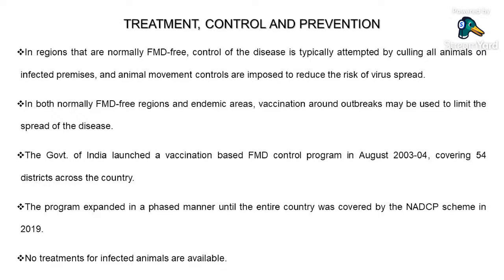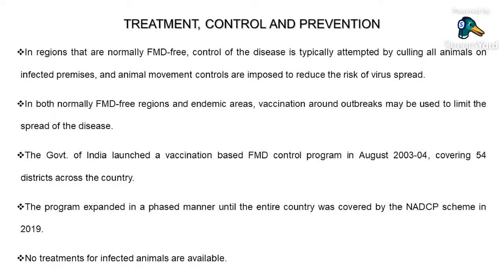Now the treatment part. In regions that are normally FMD free, control is typically attained by culling of the animals, because culling is the best method to control the spread of FMD, and we have to control the movement of the animals. In both normally FMD free and endemic areas, vaccination should be done, because vaccination is the only method through which we can control the disease.